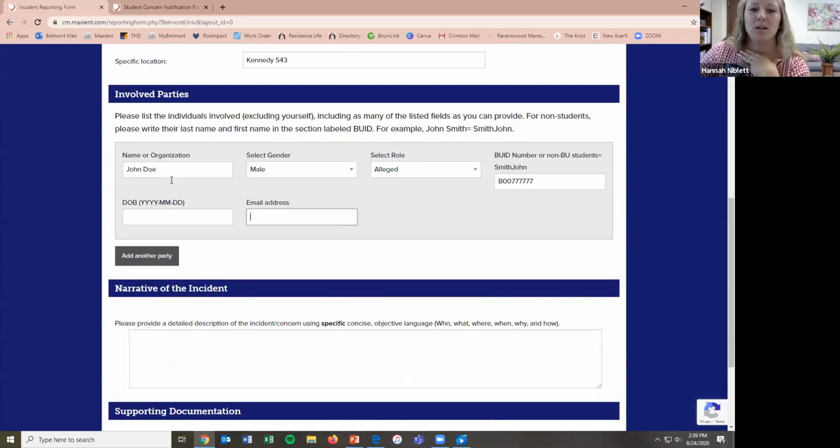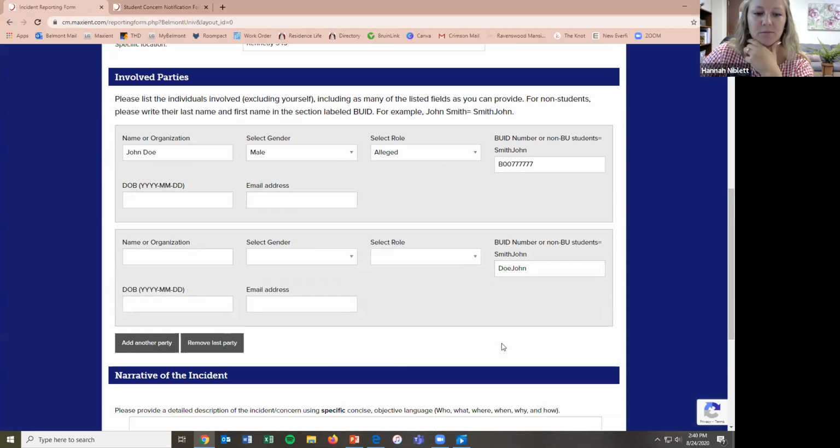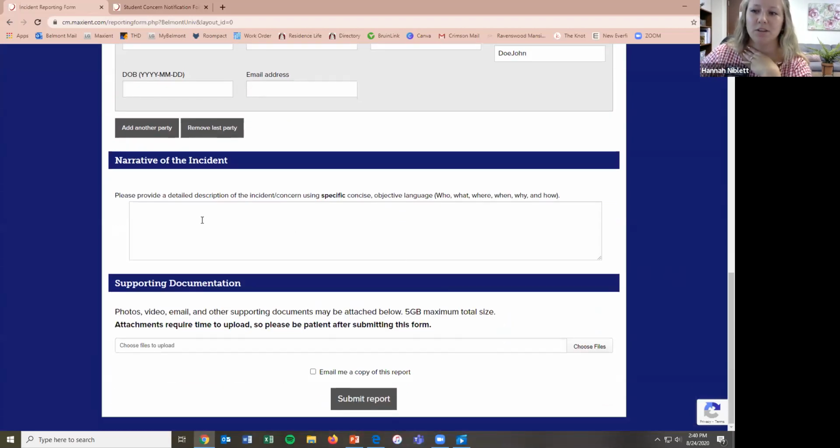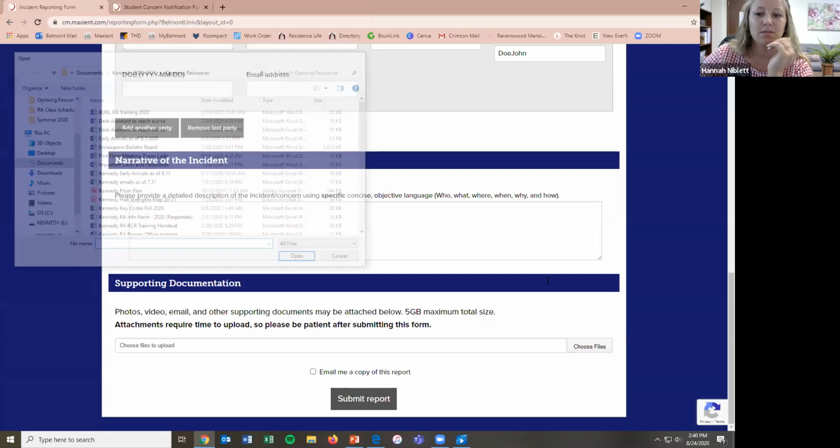Okay, so when you want to add another student, if there were a lot of students, then you can just add another party here and just do the same thing over. There's also a note up here that says, for non-students, please write their last name and first name in the section labeled BUID. So you would put Doe John here. So that's how you would do that. Here's an example that will always be there for you. So this is where you'll copy and paste your narrative that you've already written. And then here is an option where you will choose files where you can select photos.